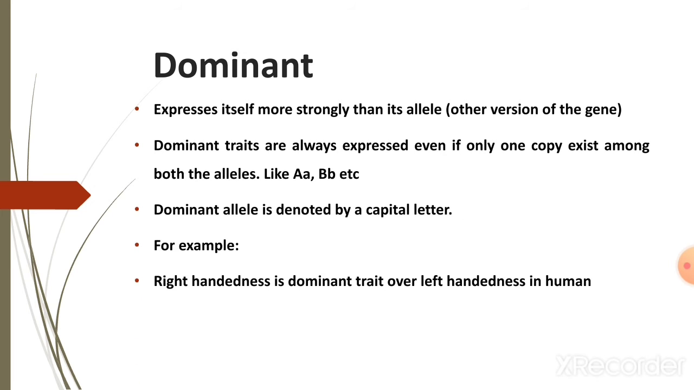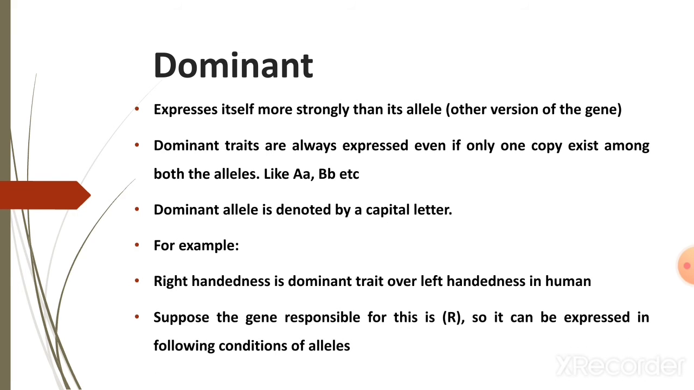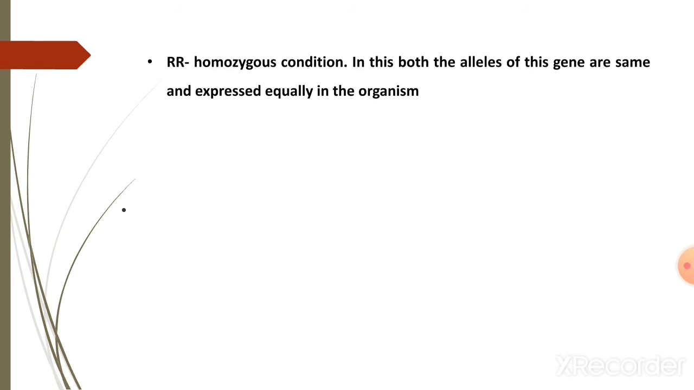For example, right-handedness is a dominant trait over left-handedness in humans, and suppose the gene responsible for this is capital R. So it can be expressed in the following conditions of the alleles. Now, what will be the conditions?